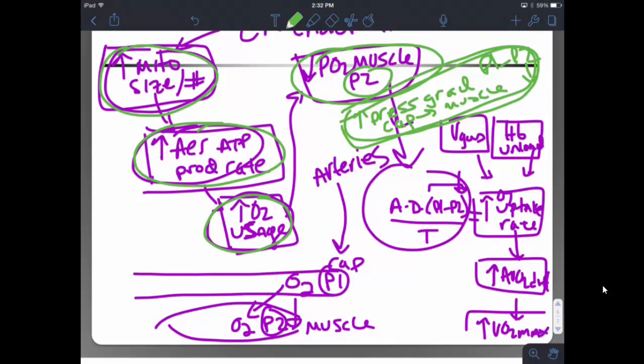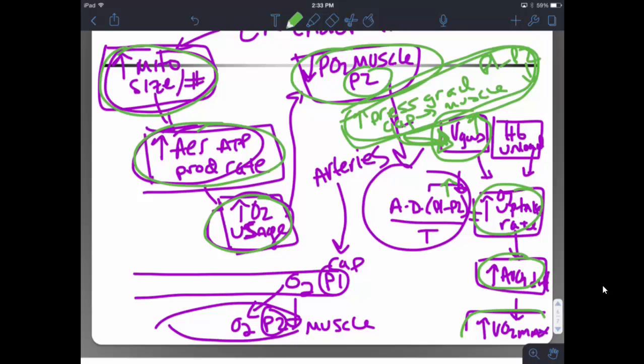When we have a higher pressure gradient, we have a higher V gas. Okay, so this comes in here. And with a greater V gas, we take up more oxygen, greater VO2 difference, greater VO2max. Okay? So that is one of the results of a greater mitochondrial size and number.